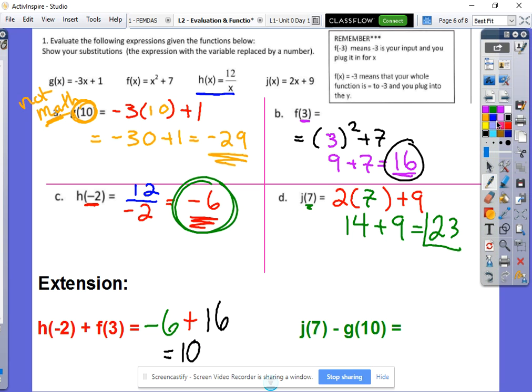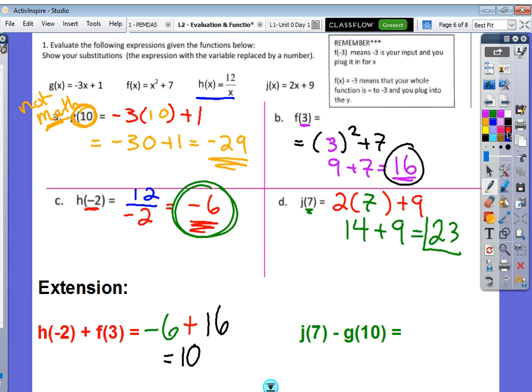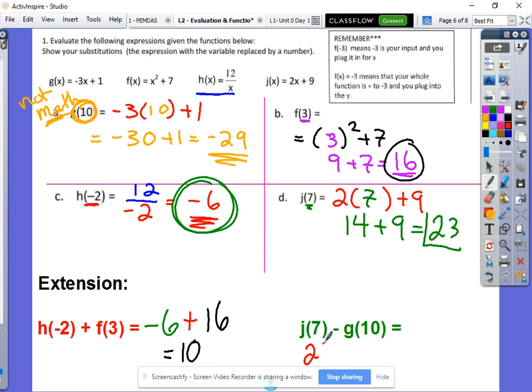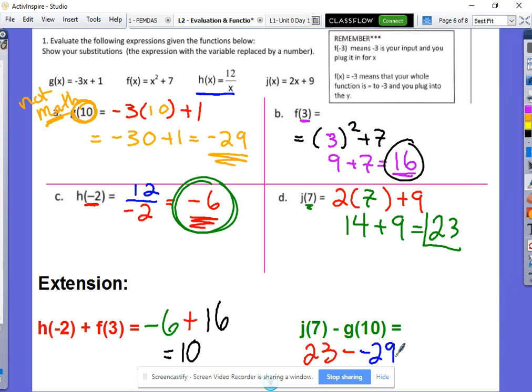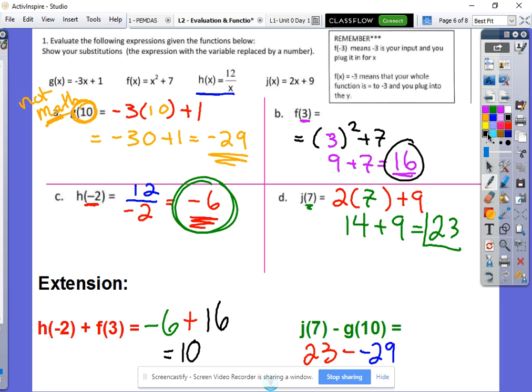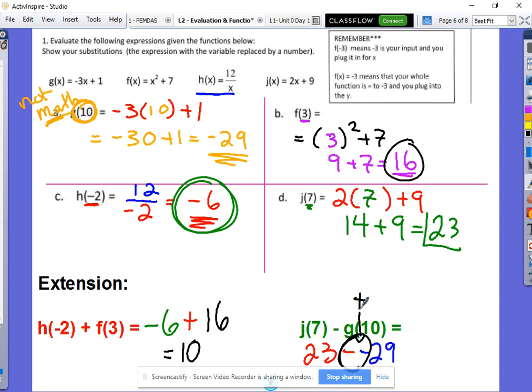Same thing happens with j of 7. We found j of 7. j of 7 was 23. So 23 minus g of 10. g of 10 was -29. Now you have to be very careful there because 2 negatives make a positive. So this right here is really addition. If we add those together, let's think about that if we do it in our heads. 20 plus 20 is 40. 3 plus 9 is 12. So 40 plus 12 is 52. So there you go. Those are your answers there.